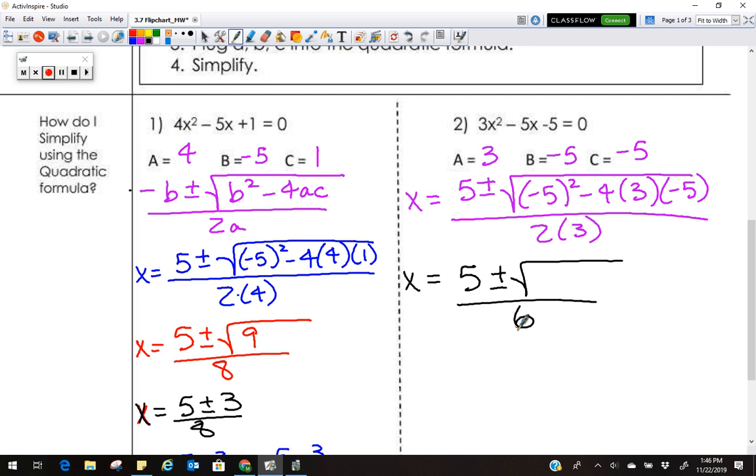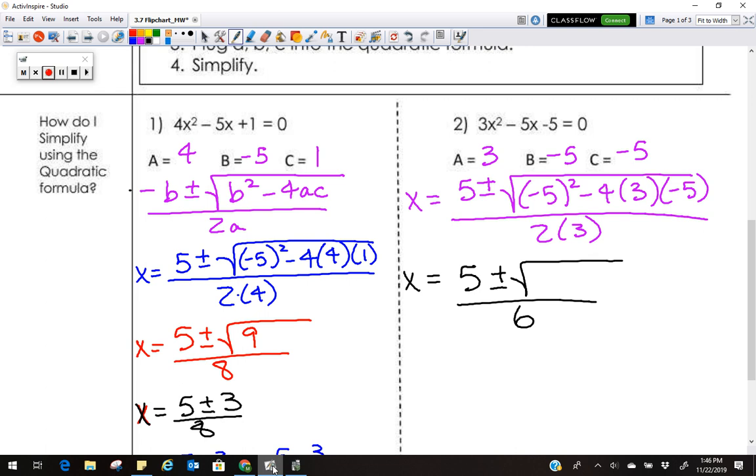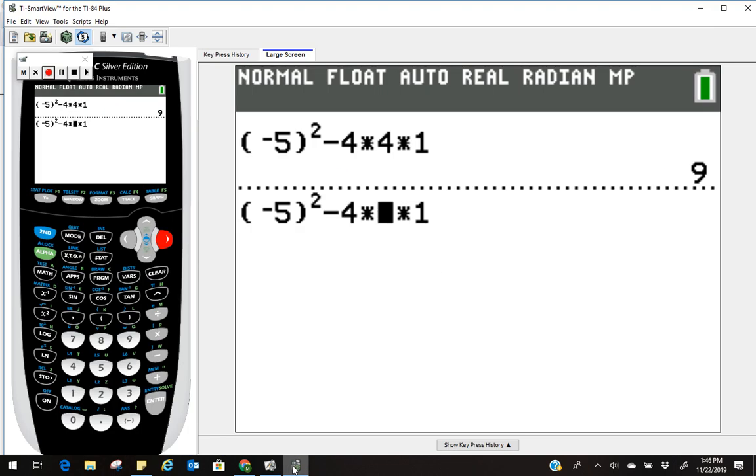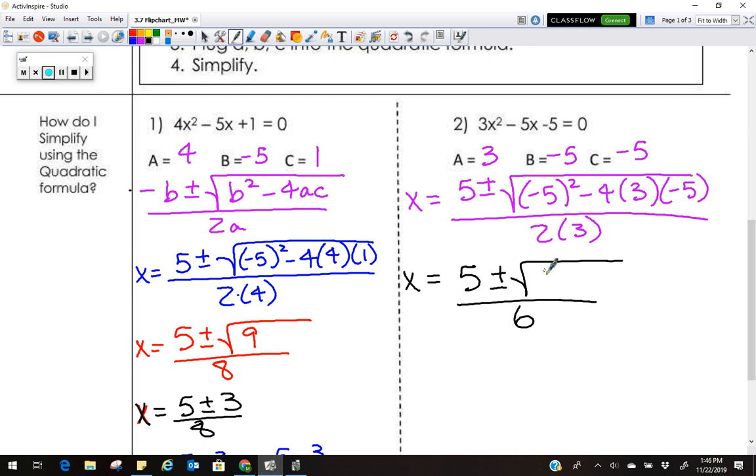Alright, so this time I've got -5 squared minus 4 times 3 times -5. So let's go do that. I'm just going to repeat that here. So it's -5 squared minus 4 times 3 times -5. This time I get 85. Okay, so 85. It means we've got to factor. Let's see if this can factor.